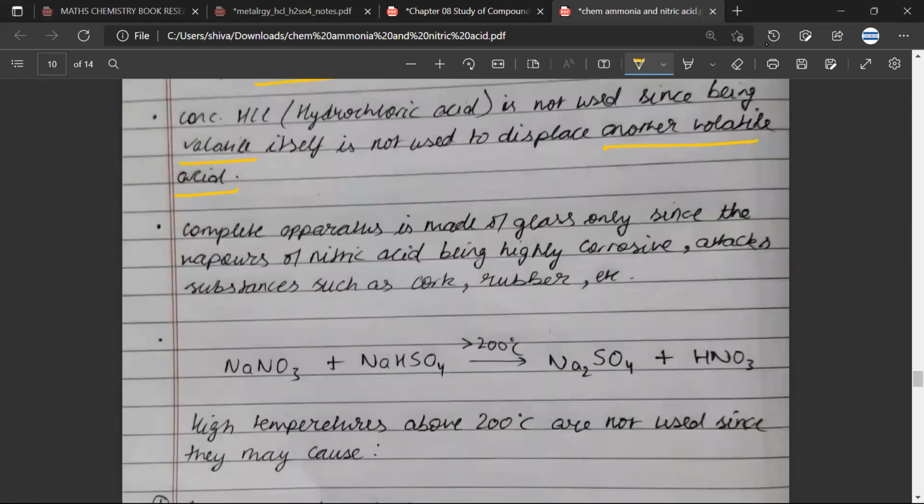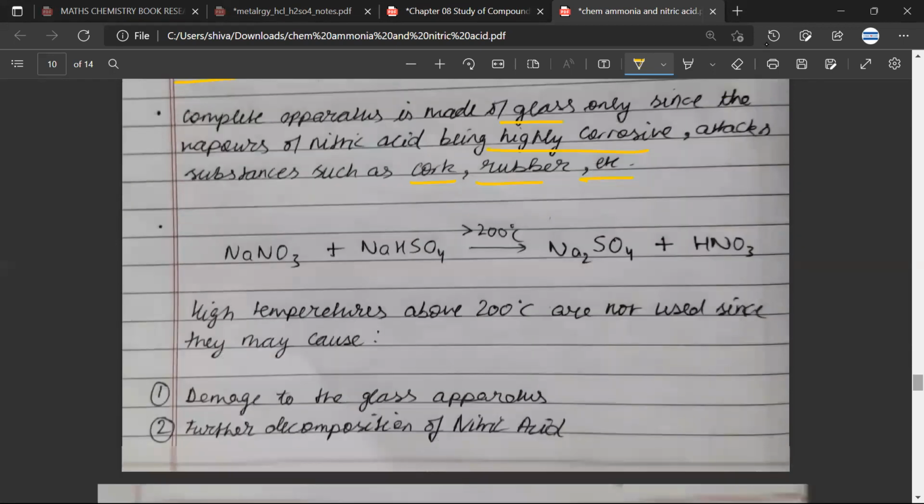The complete apparatus is made of glass only, since the vapors of nitric acid, being highly corrosive, attack substances such as cork, rubber, etc. Okay, let's move on to the reaction.